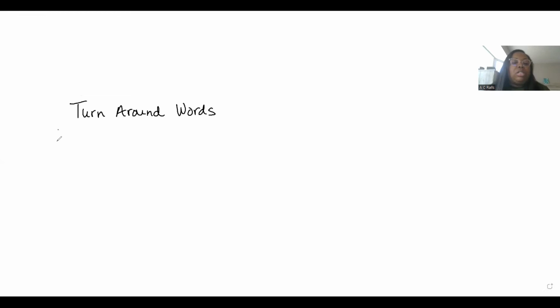The first one we're going to talk about is less than. This one is not the symbol less than. That is not what we're talking about. When you have something less than something else, we are really talking about subtraction. Now, when you see that turnaround word, that means everything is going to be turned around. I'll show you an example when we go back to that one.